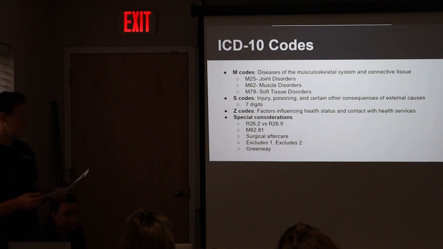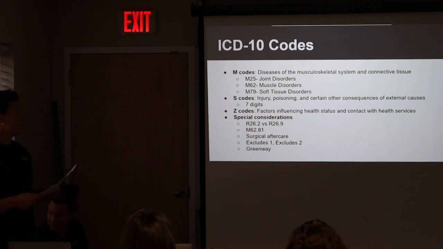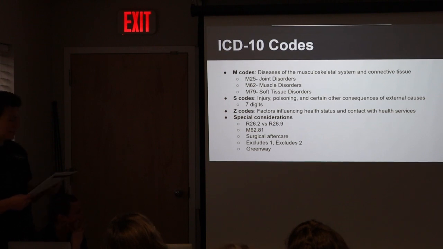Again, the S codes we're thinking of as traumas, so a traumatic rotator cuff is going to come under here. But if you have a non-traumatic one, it's probably going to be the M75s, which we don't use a ton, so I didn't really talk about those.